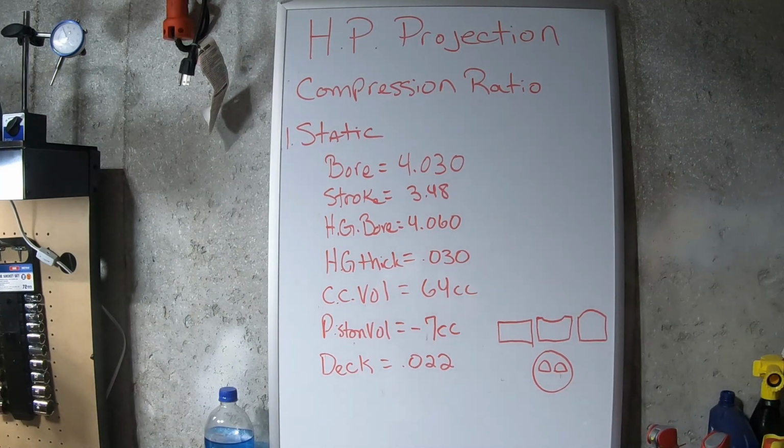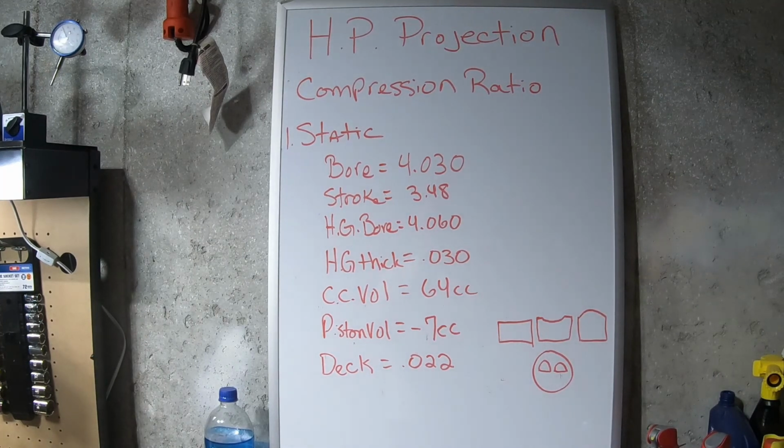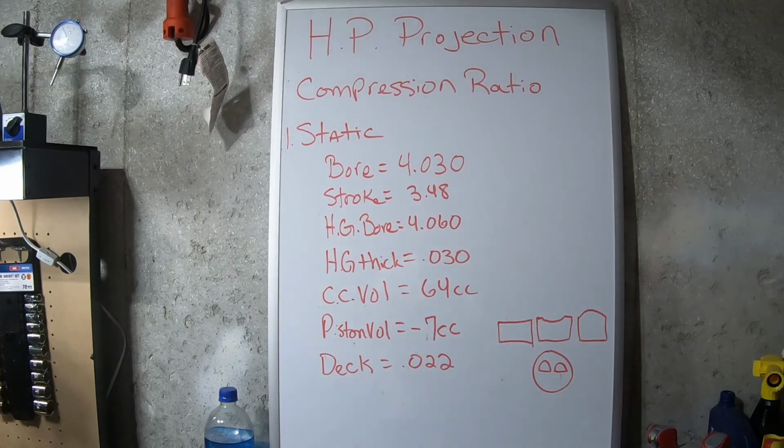Then you've got the compressed thickness of the head gasket. This is where you get to play around a little bit, and it is the thing, besides the CC volume and the pistons, that allows you to fine tune your compression ratio. I'm going probably with a 30 thousandths head gasket compressed thickness. So that's what I listed right there. But you can adjust that up and down.